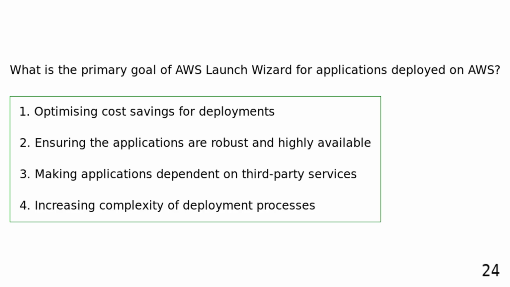What is the primary goal of AWS Launch Wizard for applications deployed on AWS? Optimizing cost savings for deployments. Ensuring the applications are robust and highly available. Making applications dependent on third-party services. Increasing complexity of deployment processes.